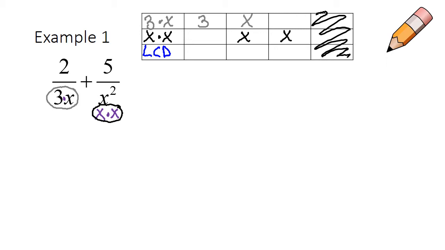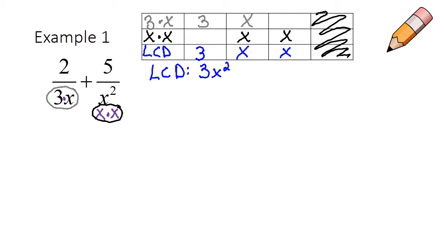Now, to find our LCD, we're just going to bring things down. So this column, I'm going to bring down a 3. This column, I'm bringing down an x. This column, I'm bringing down an x. So this is how we're going to be filling these out each time. And then I like to personally rewrite mine over here, simplified, so I have 3, and I can change x times x to x squared. So there's my least common denominator. I have just found that.